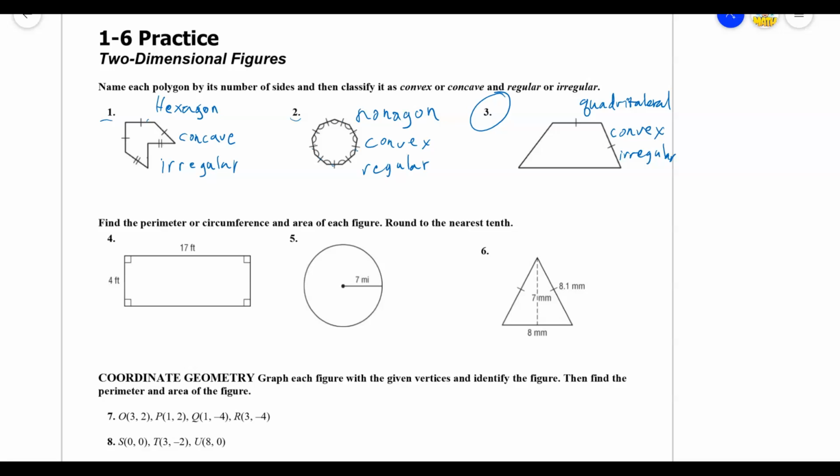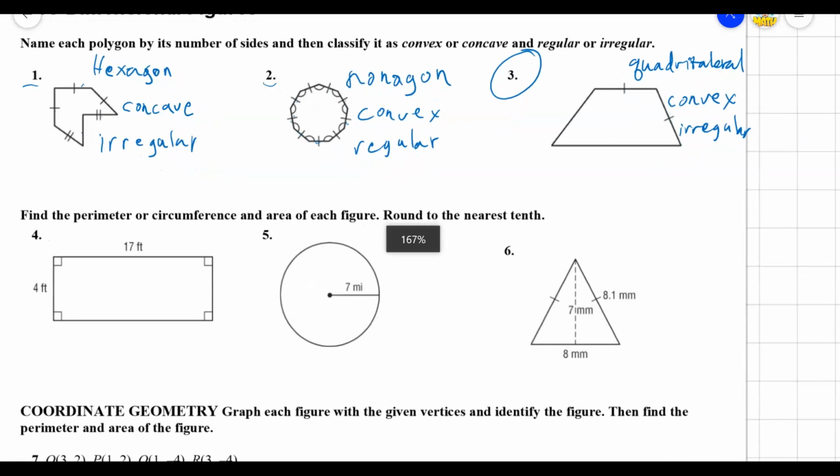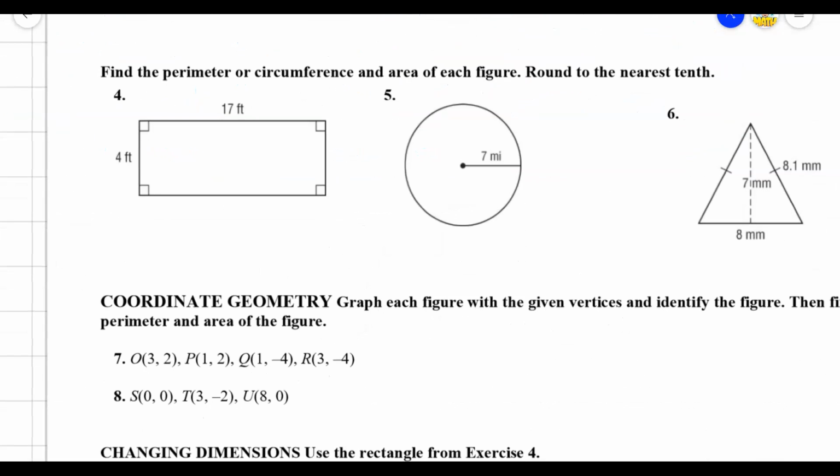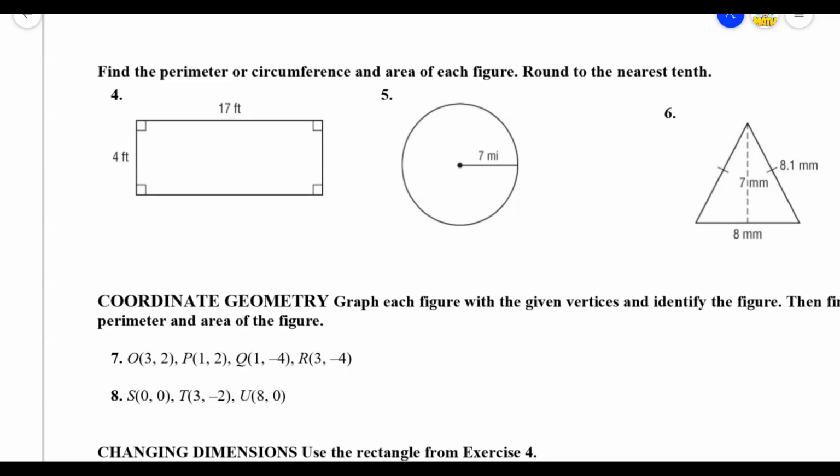Okay, so perimeter or circumference. So for a circle, we talk about circumference. For rectangles and other shapes, we talk about perimeter, and then area. So let's do that for number 4. What's the perimeter and the area? We'll do both at once.